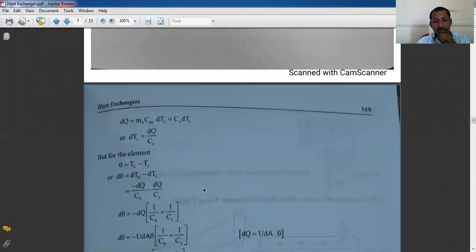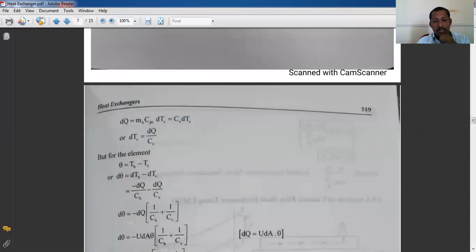Taking the negative sign and dq as common terms outside, d theta is minus dq into 1 by CH plus 1 by CC. So I can write dq, the heat flow rate for the element, as U dA into theta. Why am I taking U dA into theta? U is the overall heat transfer coefficient, dA is the area for the element, and theta is Th minus Tc for that element. So that's why I have to take that one.